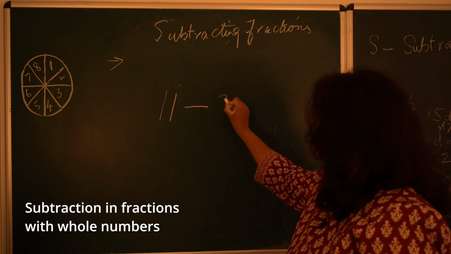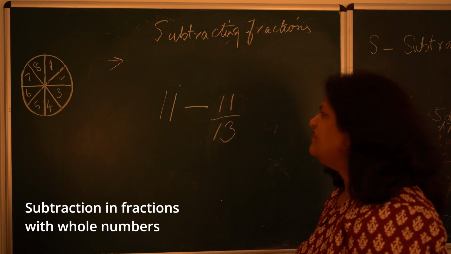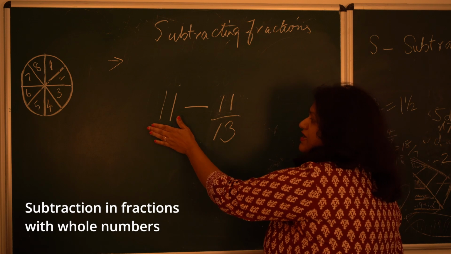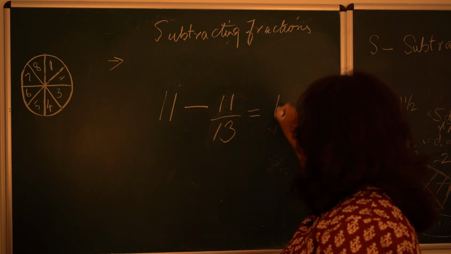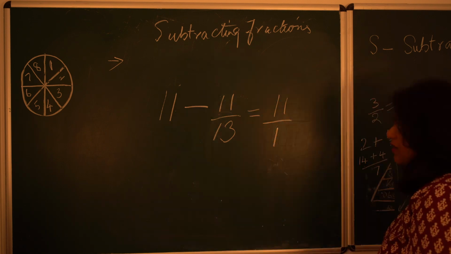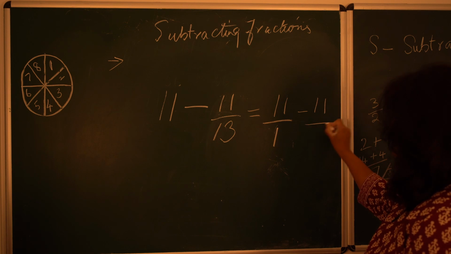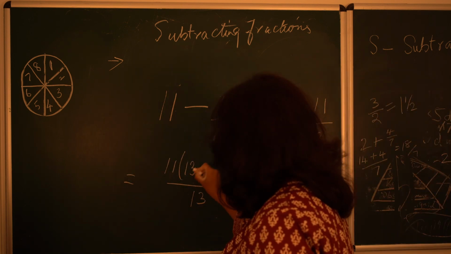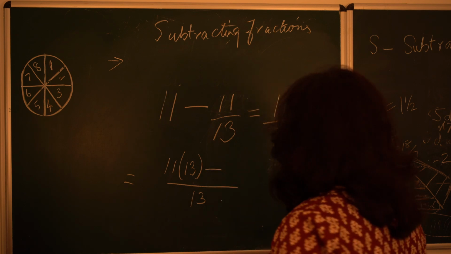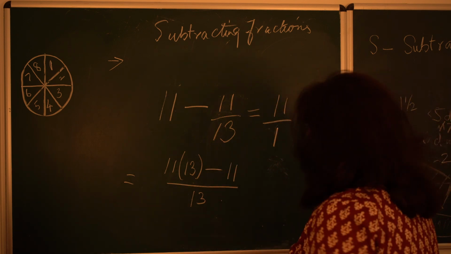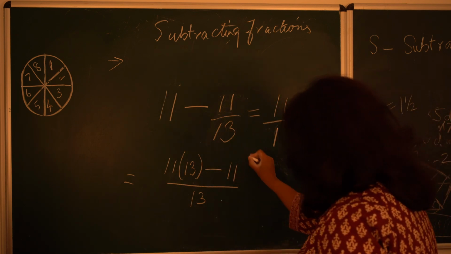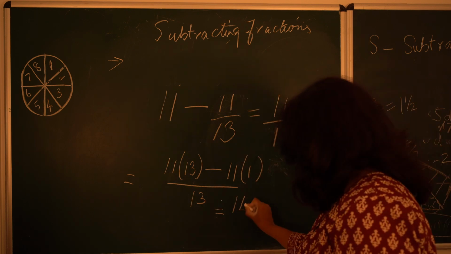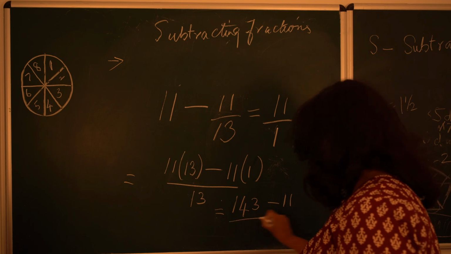11 minus 3 by 8. Let's make it bigger. 11 minus 11 by 13. Let's take a fun number, right? Now, remember, 11 means 11 with a denominator of 1, minus 11 by 13. 13 is my denominator. 11 times 13, right? Or 13 into 11 minus 11. 13 goes in 13 once, so there's only one time of that. So 11 times 13 is 143. 143 minus 11 divided by 13.